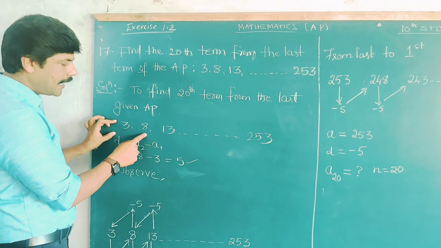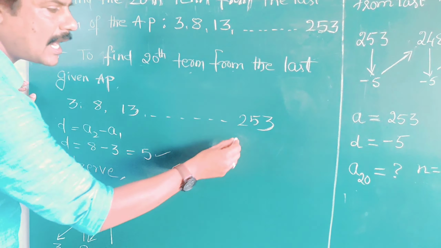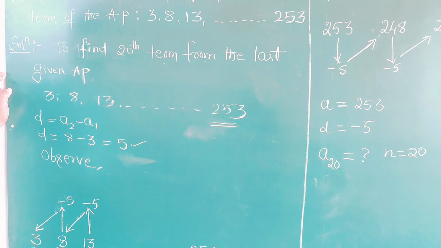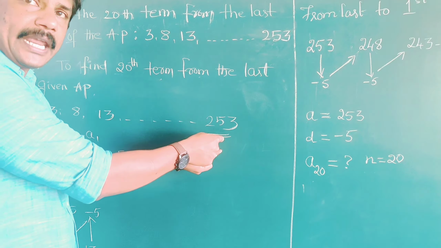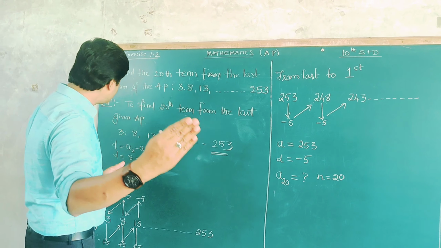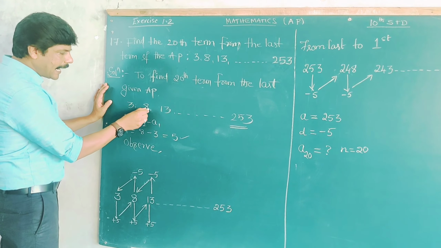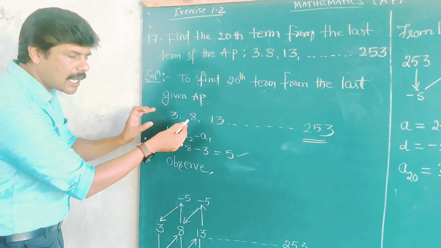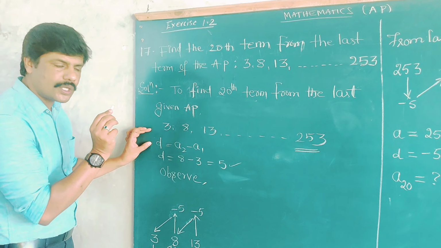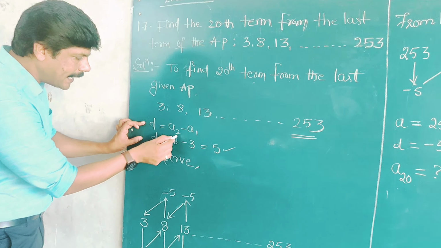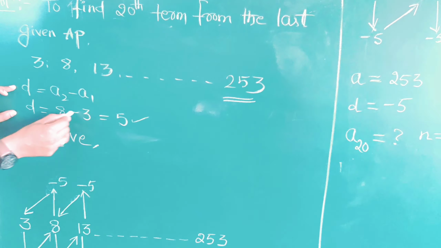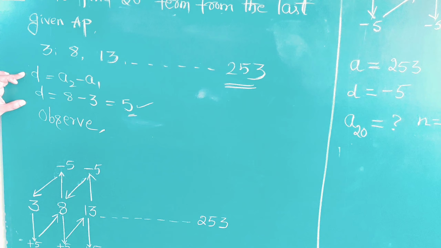3, 8, 13, etc. Which is the last term? 253. From 253, which number comes as the 20th term? That we have to find, not from the first, but from the last. Now you observe this AP properly: 3, 8, 13. And what is the common difference? Common difference as usual is the second term minus the first term. The second term is 8, the first term is 3, and after subtracting you will get the common difference 5.